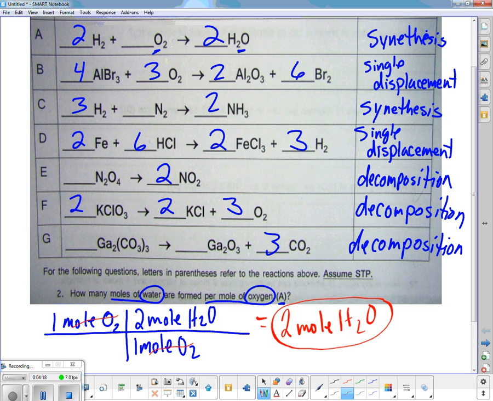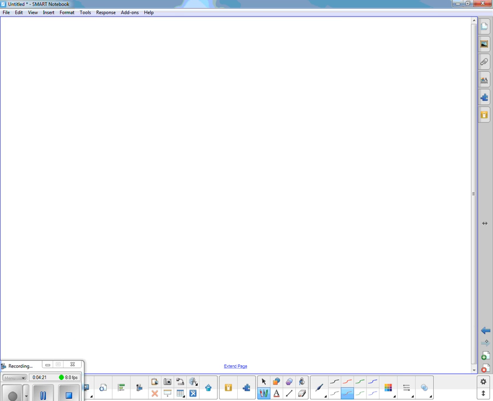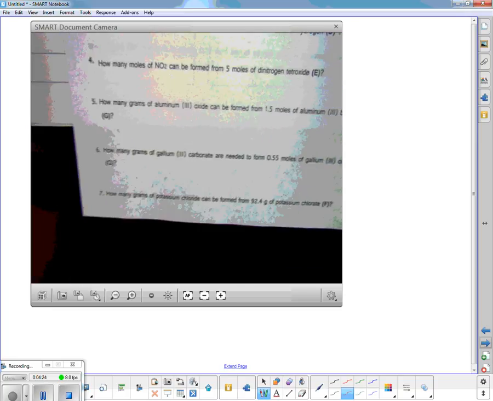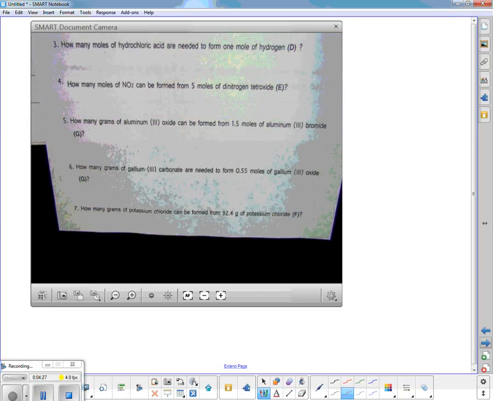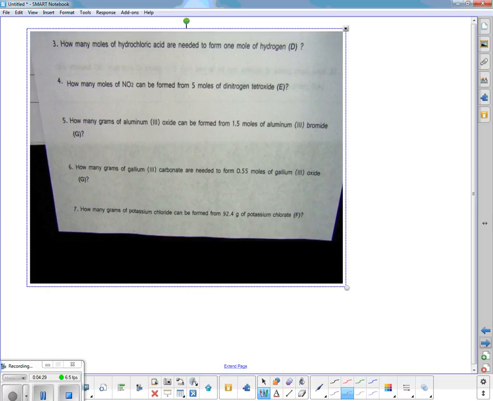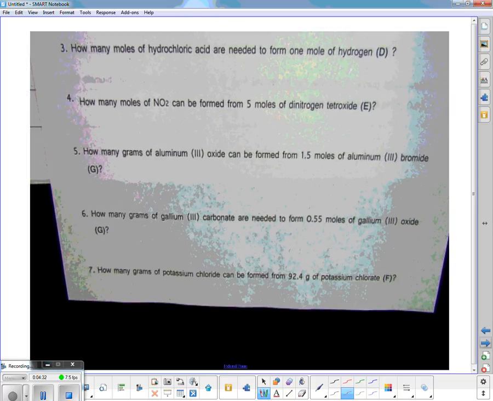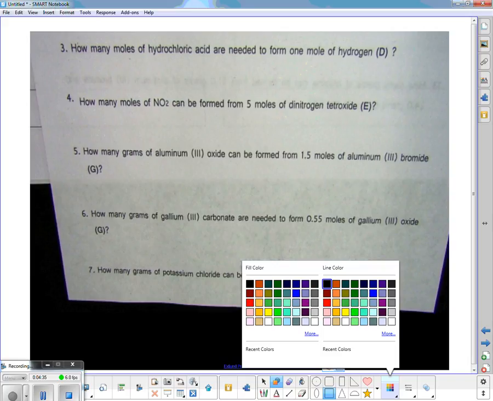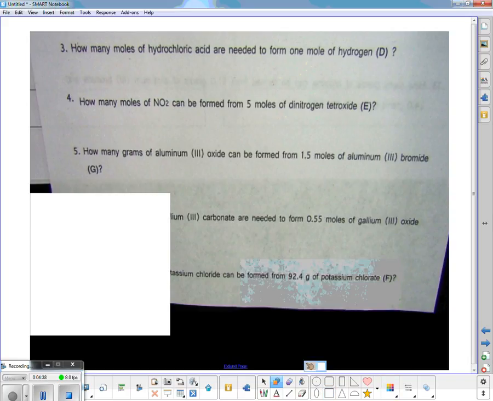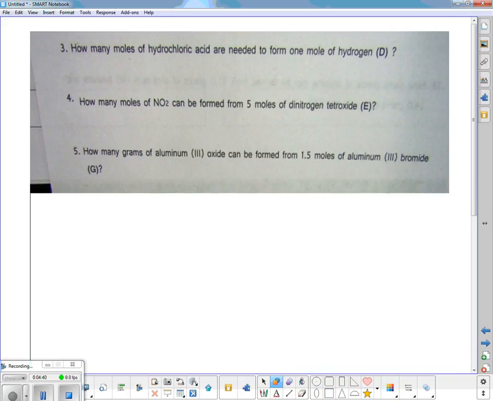Okay, so I'm going to skip down. Let's go down to number 5. I told you I'm going to do 2, so I'm going to blank out the rest. I'm going to do number 5 with you because I put the wrong number here, wrong letter. This letter right here should be B. Should be B. Okay, so reading through it, how many grams of aluminum oxide can be formed from 1.5 moles of aluminum bromide?